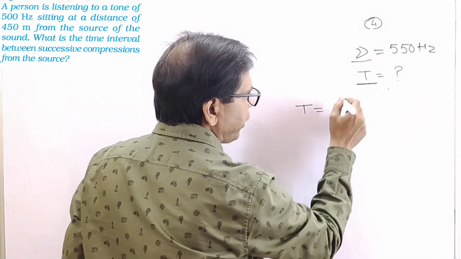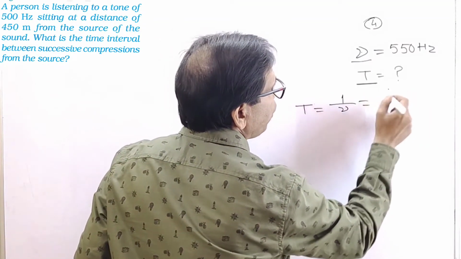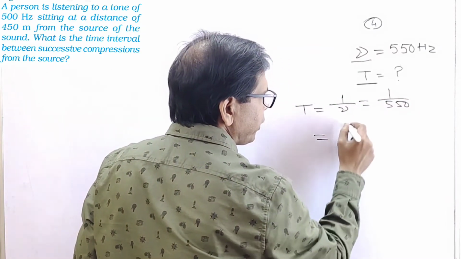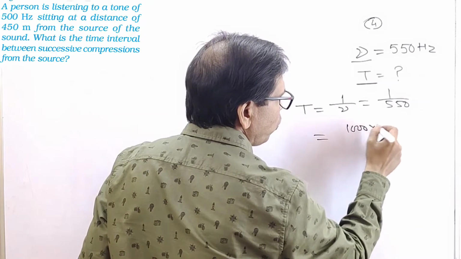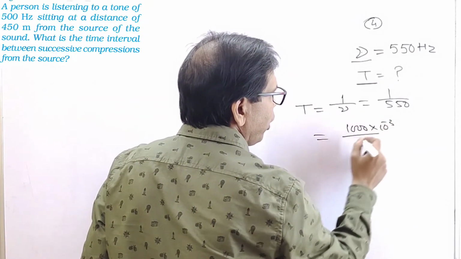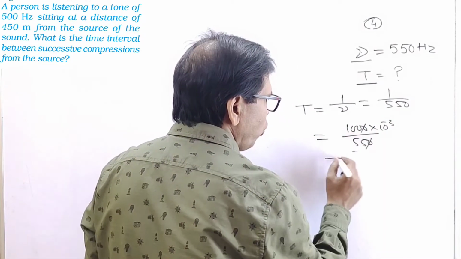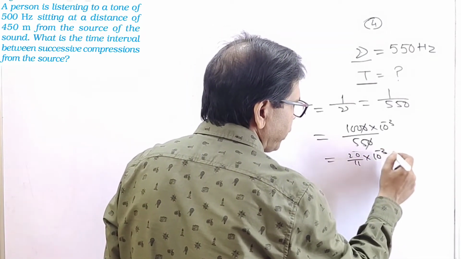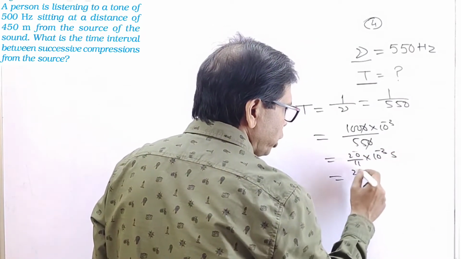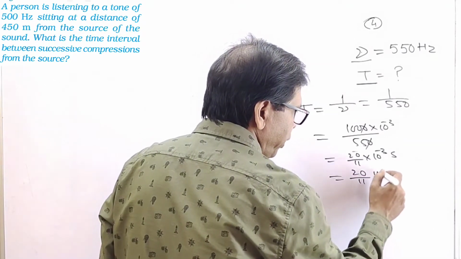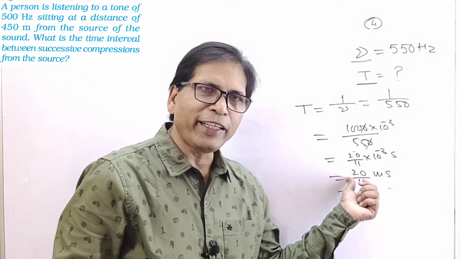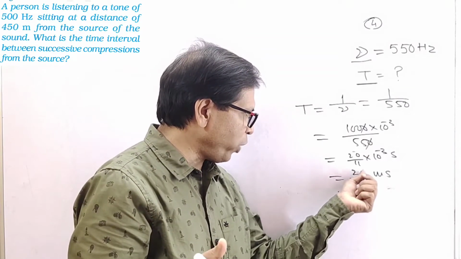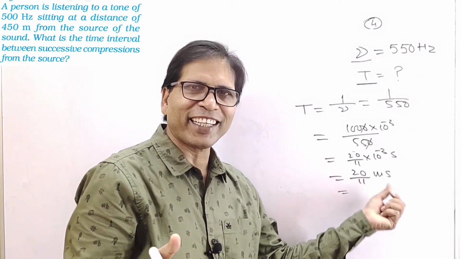So time period t is 1 by nu, and nu equals 550. So this is 1000 into 10 to the power minus 3 by 550. Okay, this is 20 by 11 into 10 to the power minus 3 seconds. Therefore, this is 20 by 11 milliseconds. So the time interval between two successive compressions is 20 by 11 milliseconds.